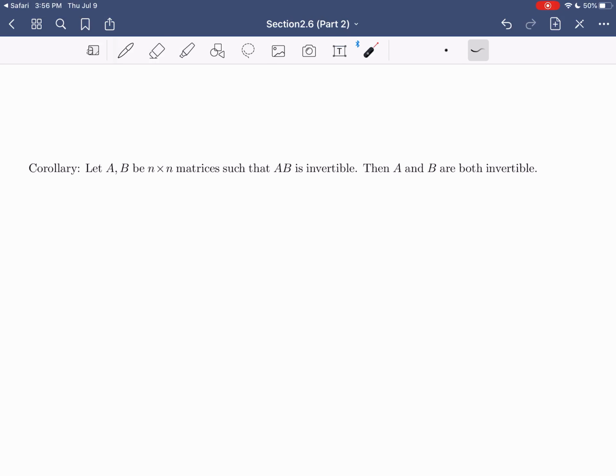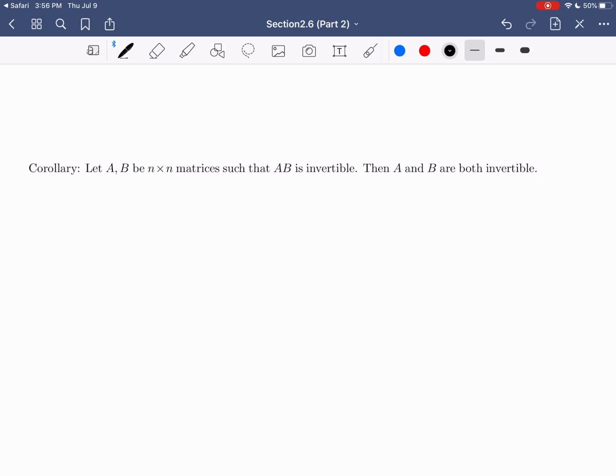So as a corollary, we're going to say let A and B be n by n matrices such that the product AB is invertible, then both A and B are invertible. So we're going to prove that if your product is invertible, the components need to be invertible. We already proved as property 2 that if the components are invertible, then the product is invertible. But this reverses that statement.